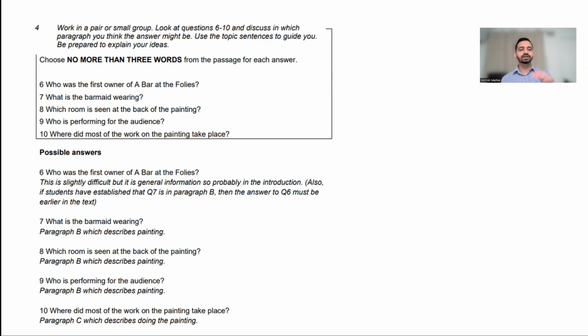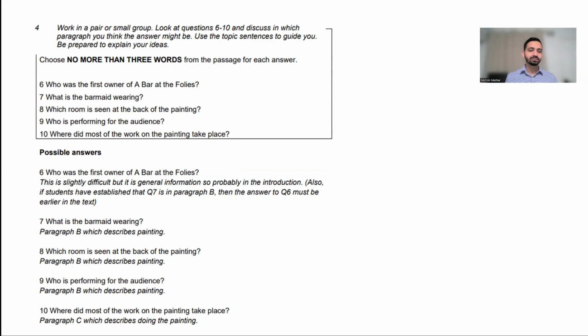Also, if you have established that question 7 was in paragraph B, then the answer to question 6 must be earlier than that text, right? Look at question 7: what is the barmaid wearing? If it was in paragraph B, then obviously the previous answer should be talking about the first owner of the bar. It wouldn't be talking about the barmaid before the bar owner. That's just logical sense.